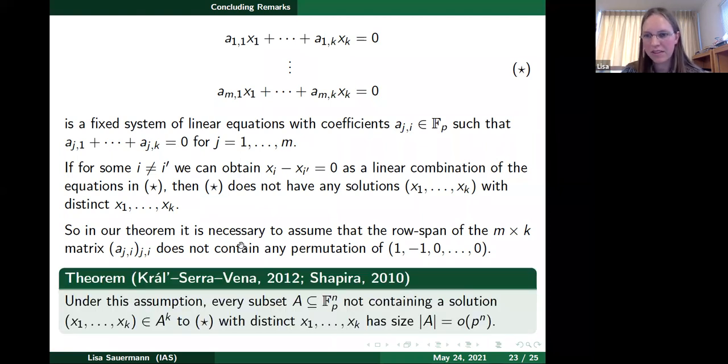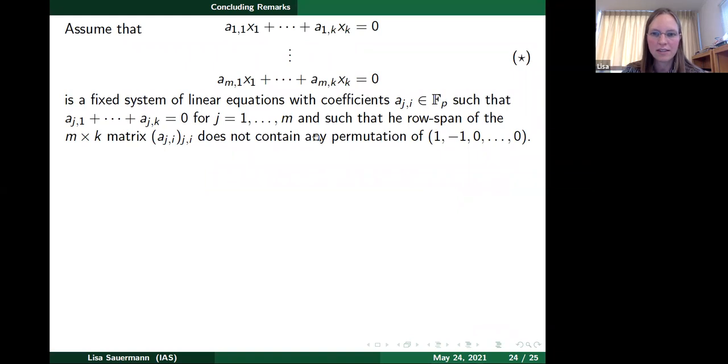And so I think this assumption and the assumption about the row span certainly are the minimum assumptions we need. And under these minimum assumptions, the arithmetic removal lemma for systems of equations of Král', Serra, and Vena, and independently Shapira, does imply that every subset A of F_p^n without a solution to star with distinct variables must have size little o of p^n. So that's already reassuring. So here are again these assumptions.